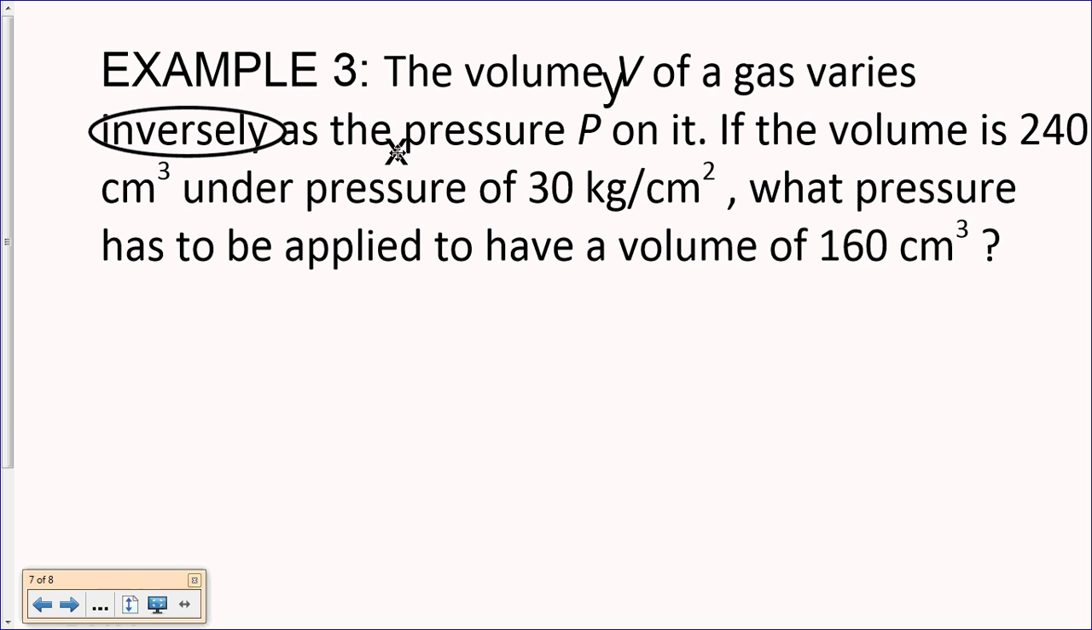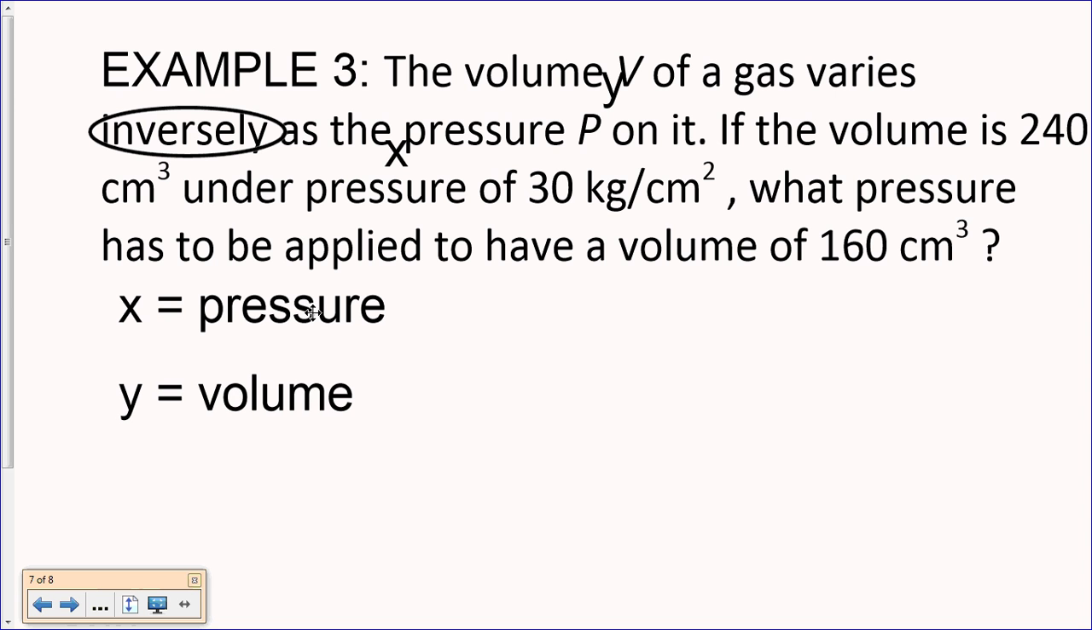It's the independent variable. The pressure is the independent variable, while the volume is the one that changes depending on pressure. That's the dependent variable. Okay, so that's good to know. So we know X is our pressure and Y is our volume.